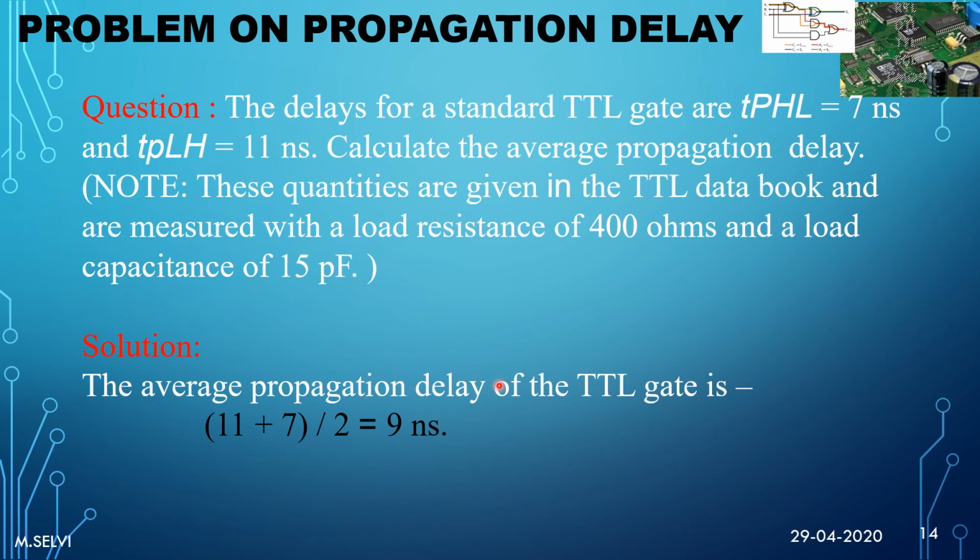So the average propagation delay becomes the sum of these two by 2. 7 plus 11 by 2 becomes 9 nanosecond. So for a TTL NAND gate, the propagation delay is 9 nanosecond.